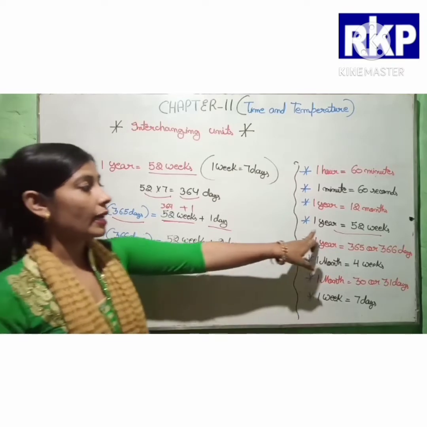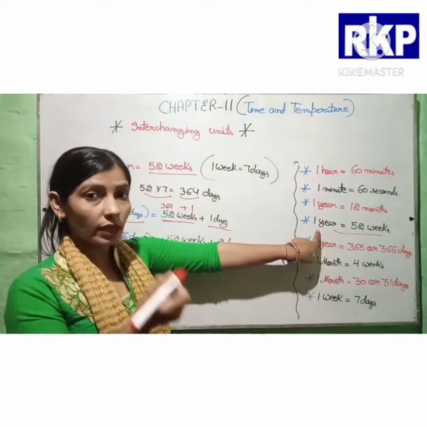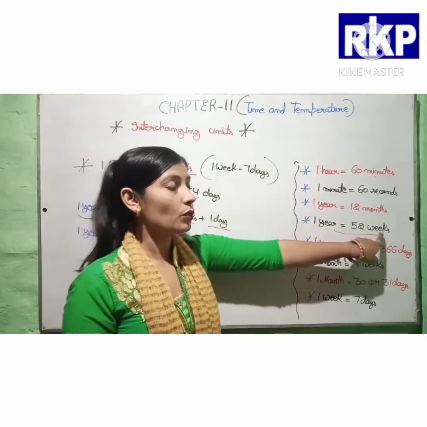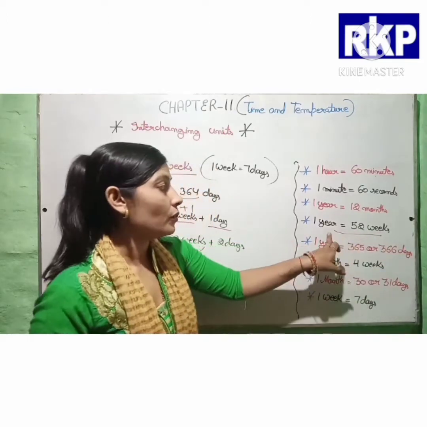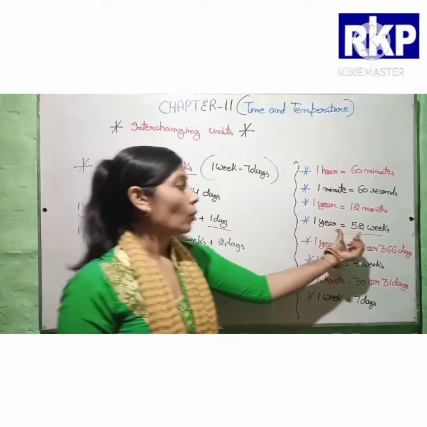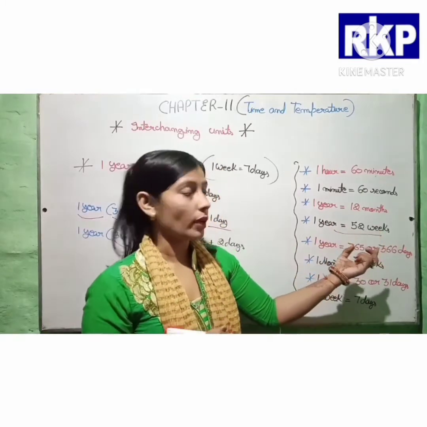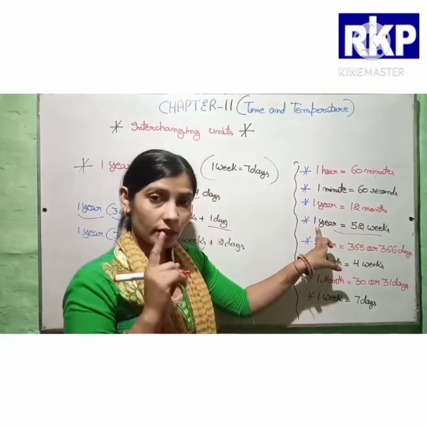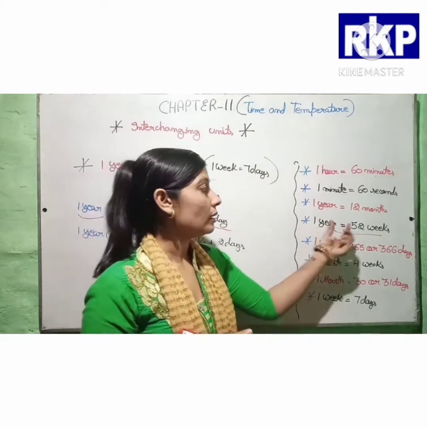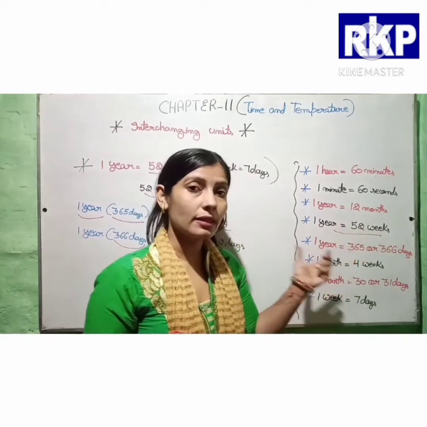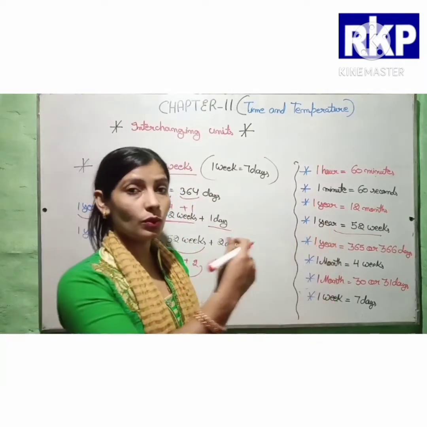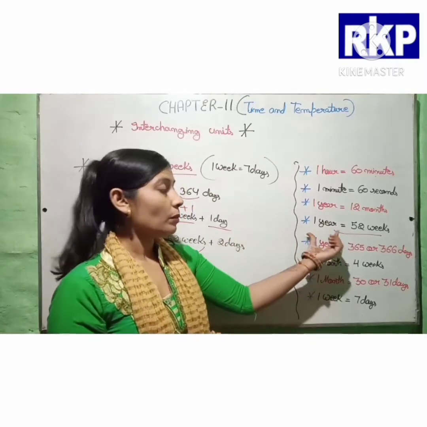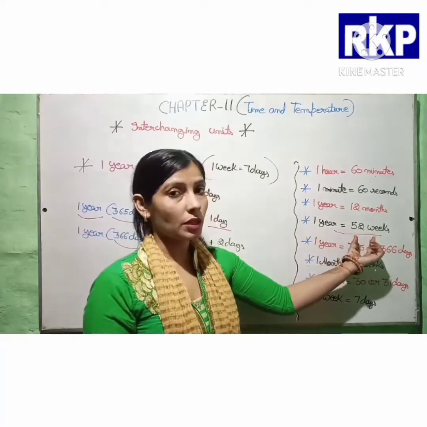But here I have written only 1 year is equal to 52 weeks. But why? Because here we are talking about only complete weeks. It means in 1 year we have only 52 complete weeks. So when we convert year into weeks, then we multiply with 52.